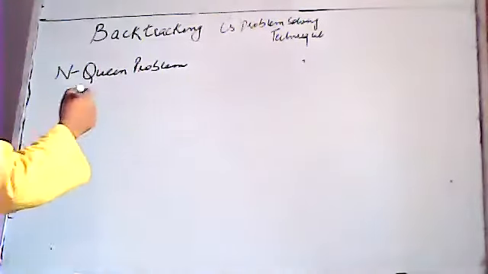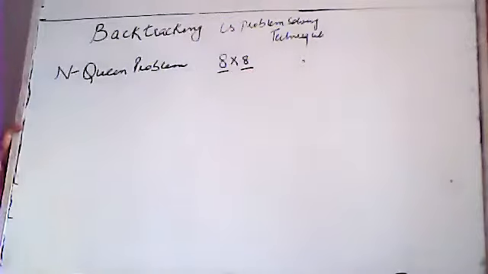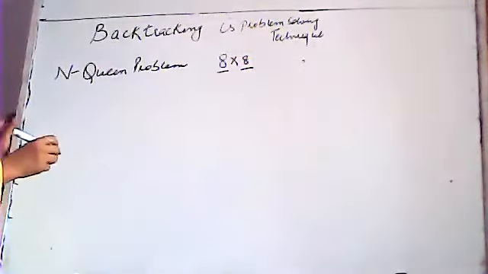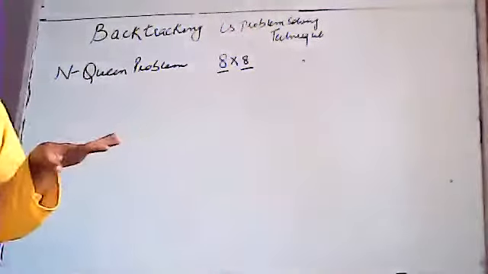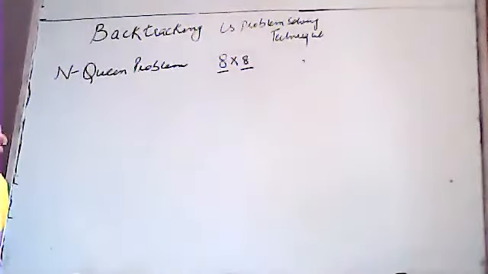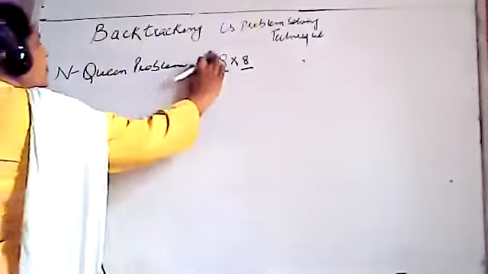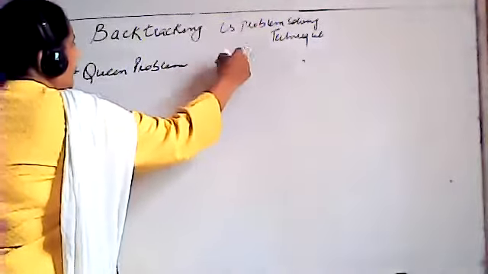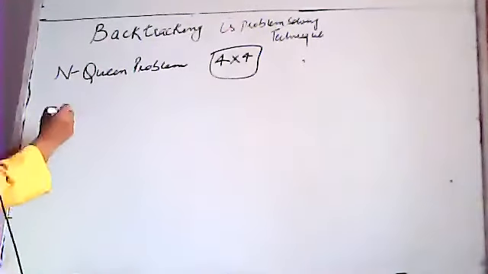So what we are doing, our standard chess board is of how much? 8 by 8, that is 8 rows and 8 columns. In order to reduce the size of our problem, because if I take 8 into 8 squares, our state space would be too big for me to draw on the board, I'll be taking a 4 into 4 square board.